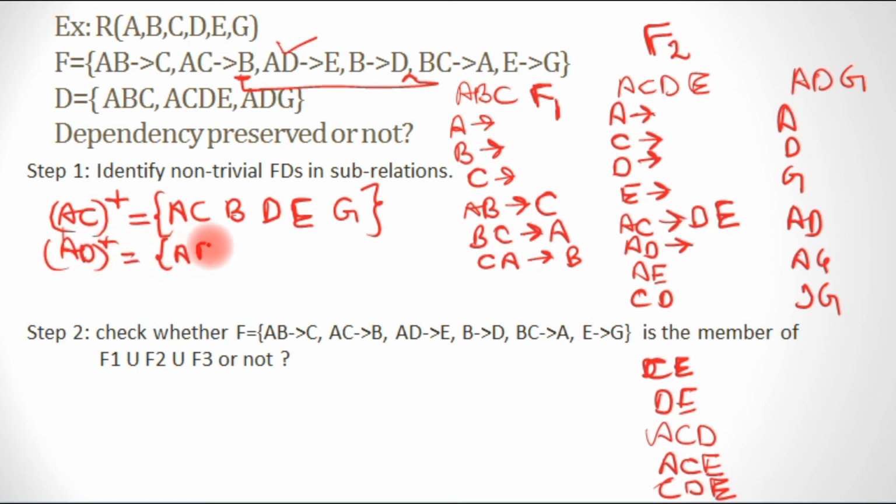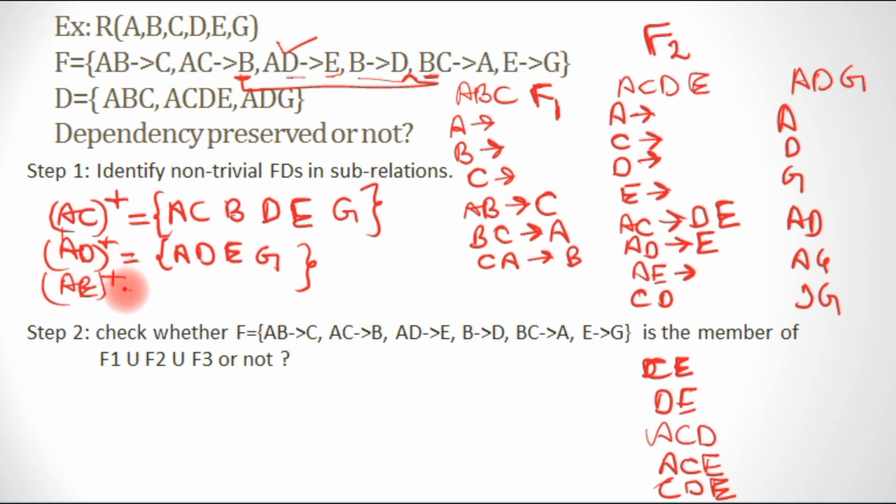AD can determine E and E can determine G. And AB, AC, AD can determine E, ED, BC. Okay, so this is the attribute closure of AD. So can we write here AD determines E? Yes. Now find the attribute closure of AE.